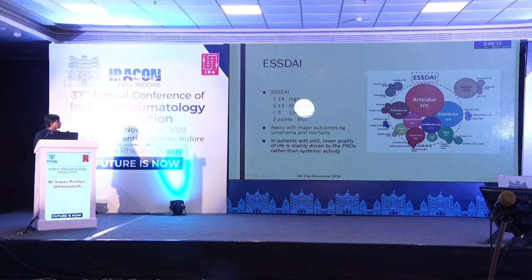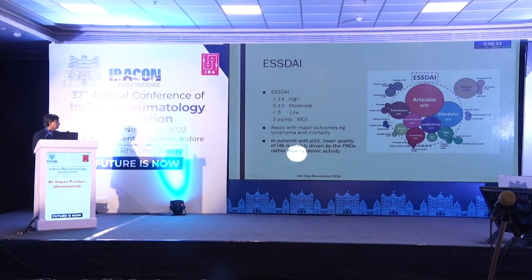These are the scores. So high is above 14 and low is less than 3. And for a drug to be significant, you need to have an improvement of 3 points. Most of the clinical trials require an ESSDI of more than 6 for recruitment in trials if you're looking at that domain.